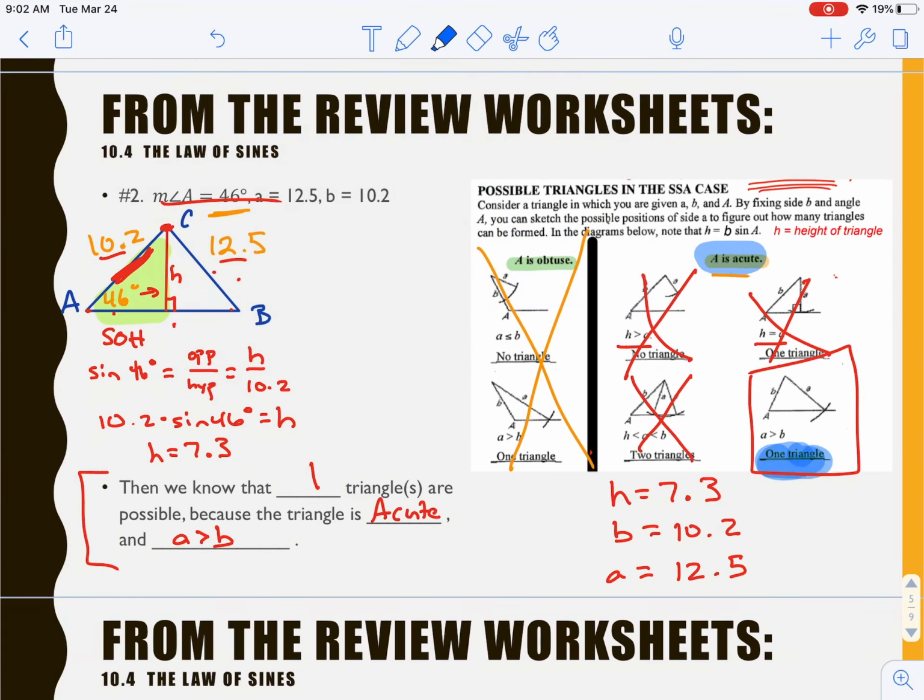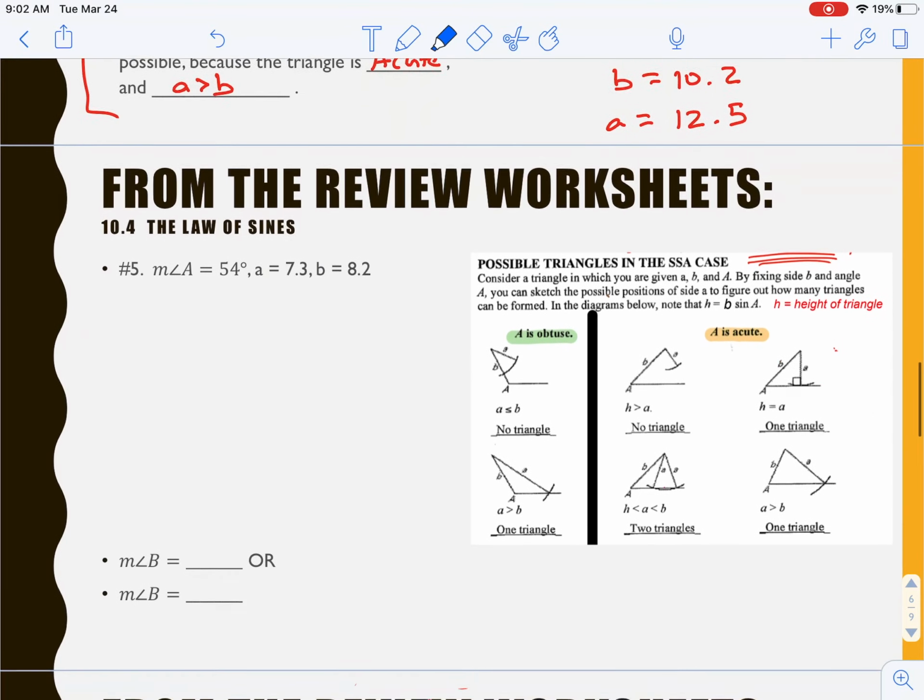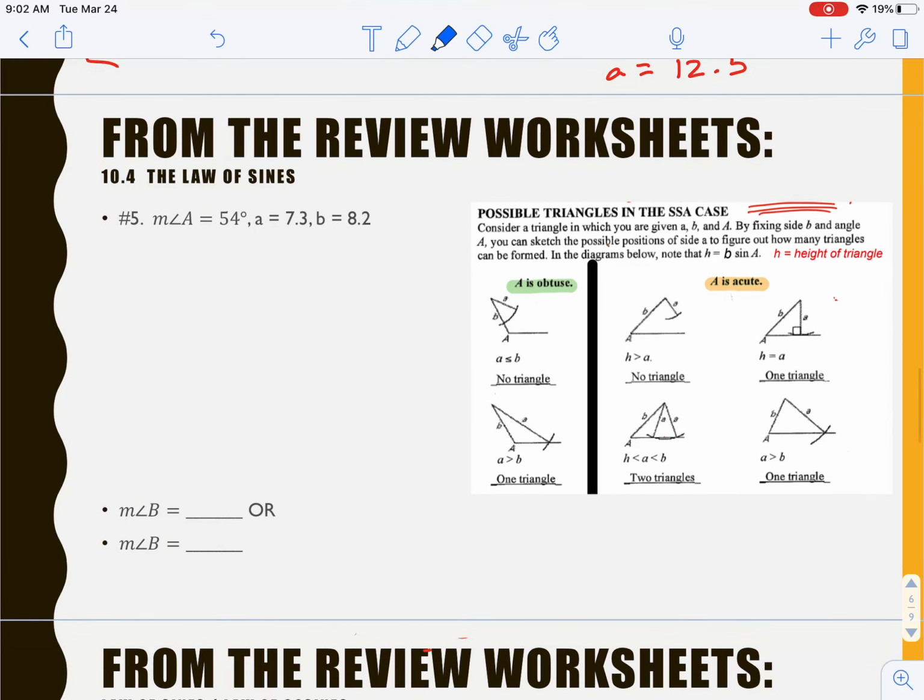One triangle is possible because A is acute and A is greater than B. Okay? So that's how I'd ask you to do those types of problems. Now, there's a different type of problem where they're actually telling us that there's two possible ways and asking for both of the different options for angle B in this case. All right, so let's draw our triangle.